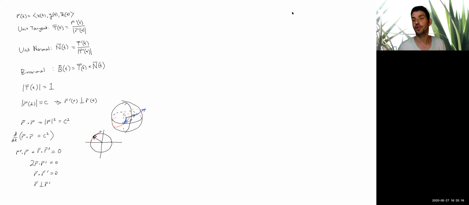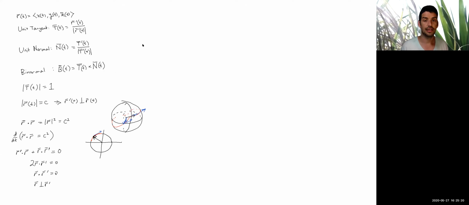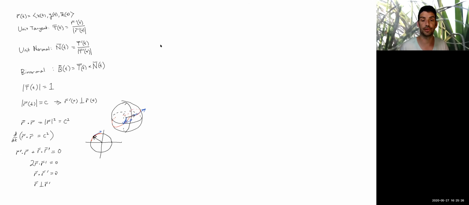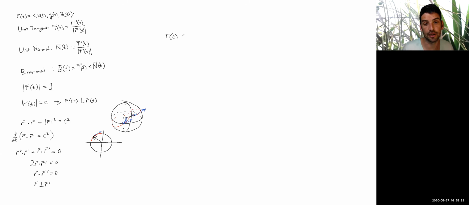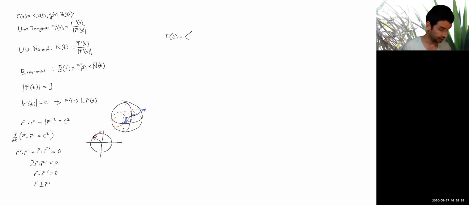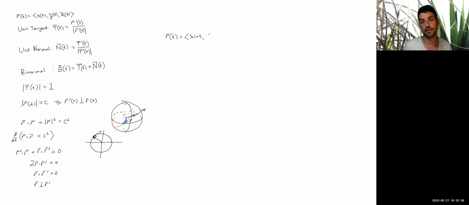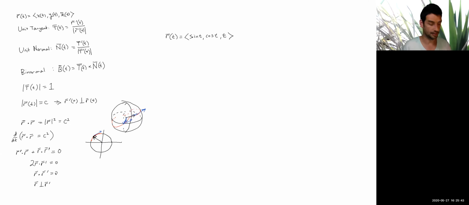Okay, so now with all of this in mind, let's find these 3 vectors for a particular function, and then we'll look at some pictures. So I'm going to do it for a function we have seen many times already. It's a nice function: sine of t, cosine of t, and t.